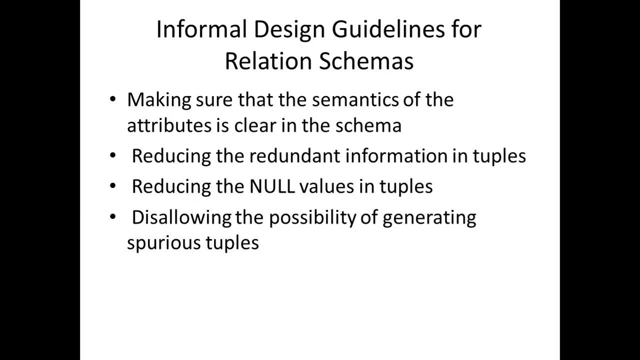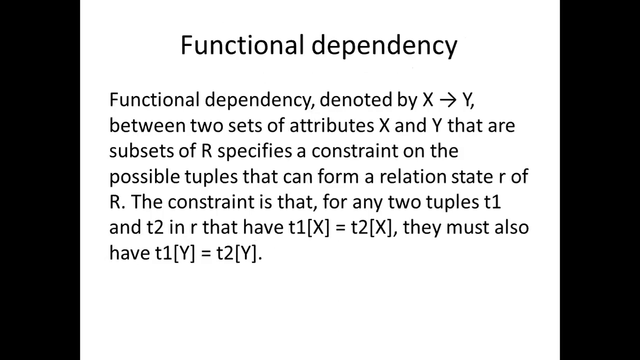So in order to achieve normalization, we have to consider these 4 drawbacks in order to design a database. First is making sure of the semantics, that is the meaning of each and every attribute we give for a table. Next is reducing the redundant data present in the table. Next is reducing the null values, and next is disallowing the possibilities of generating spurious tuples.